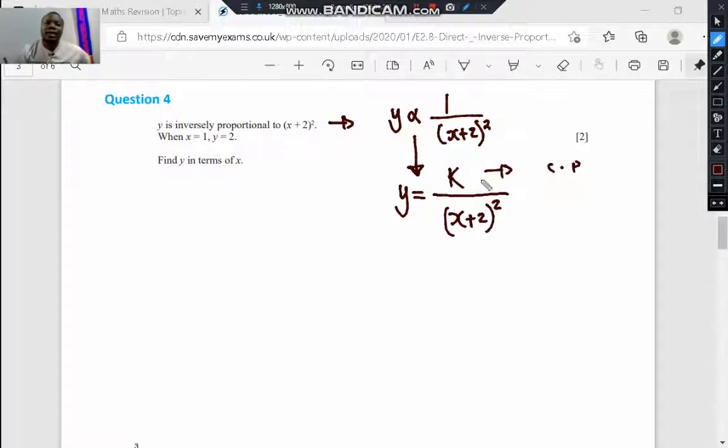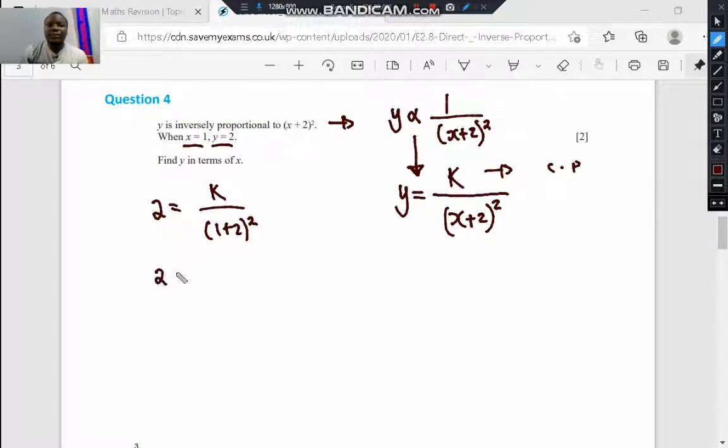Okay? So now, let's look at the second statement here, which says, when x is equal to 1, y is equal to 2. So the two variables that we are dealing with, we've been given their values. So this is to help us find what value the constant of proportion is. So what we need to do now is to get x and put it into that equation, and substitute y into that equation. Then work our way around that to find the value of k. So doing that, we are going to say 2 is equal to k over, where there is x we are putting 1. So we're going to say (1 + 2) squared, all right?